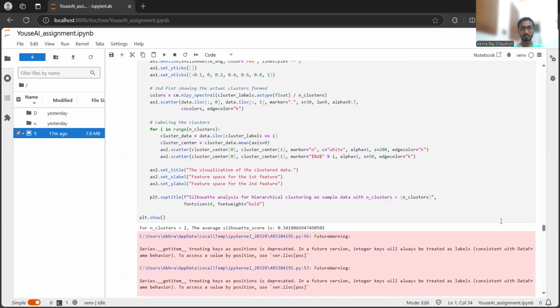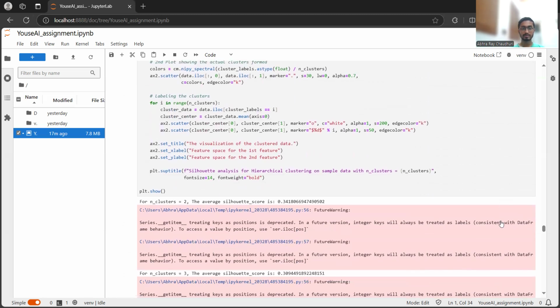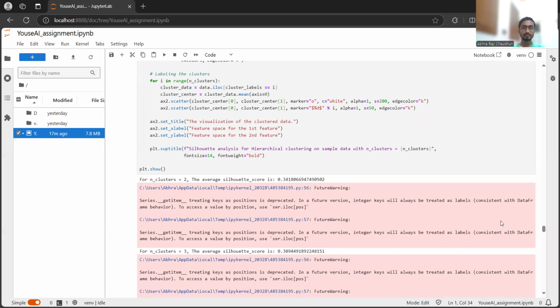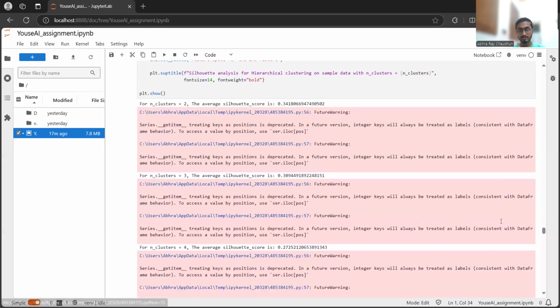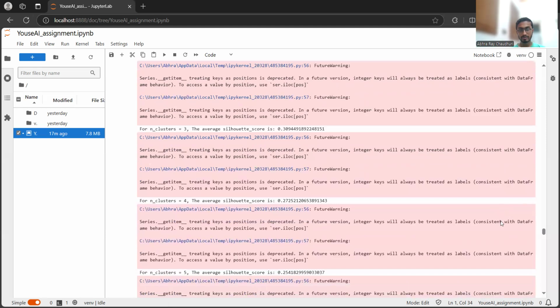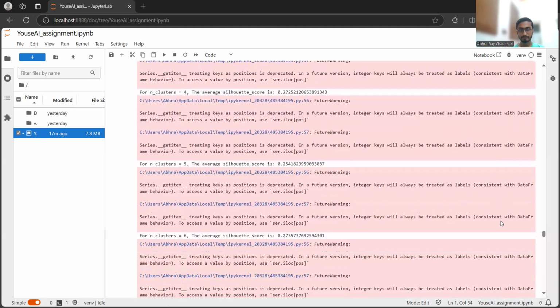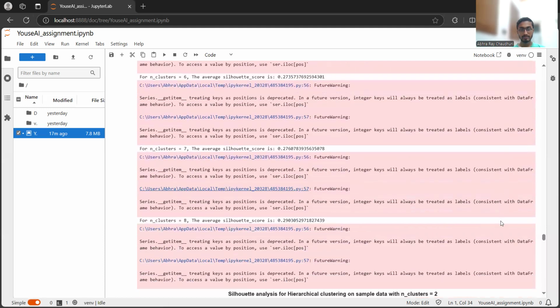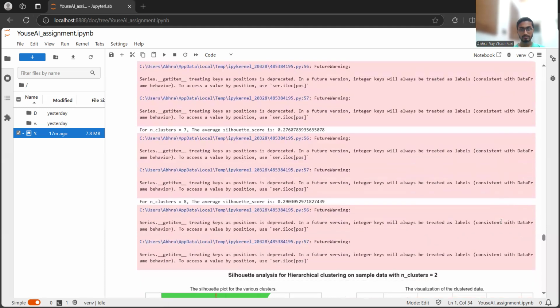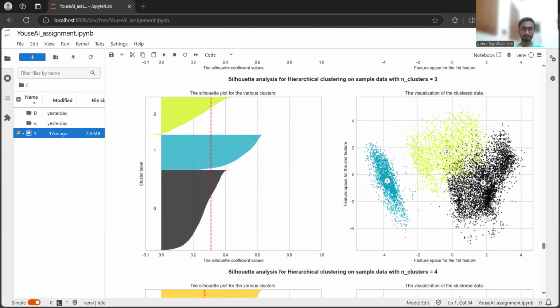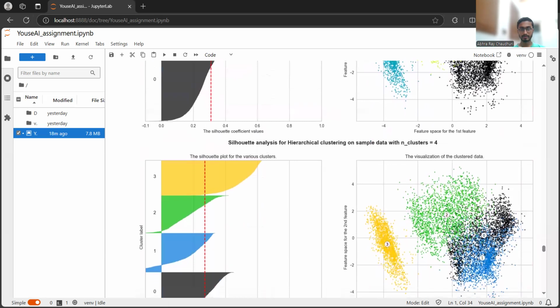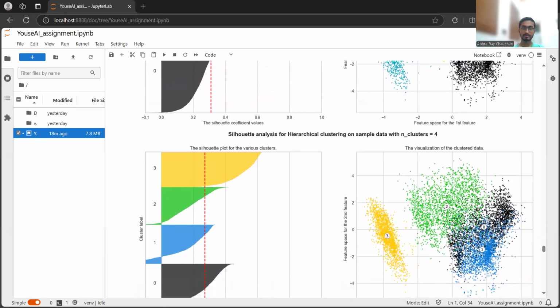Likewise, we have also plotted the silhouette plot and visualized the clusters. Here for n equals 2, we find the silhouette score is 0.34. For 3, it's 0.309. For 4, it's 0.27. For cluster 7, it's 0.27. For cluster 8, it is 0.29.